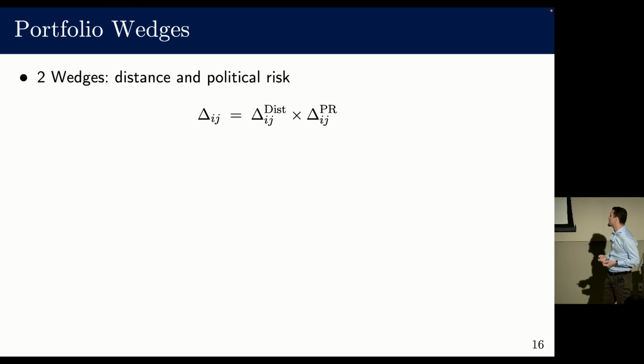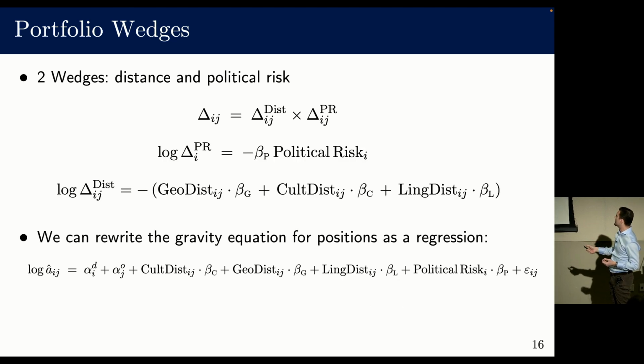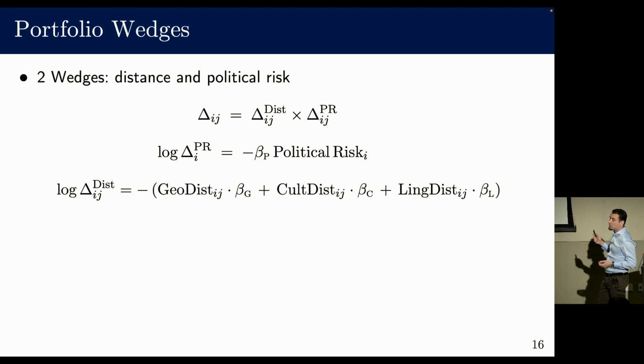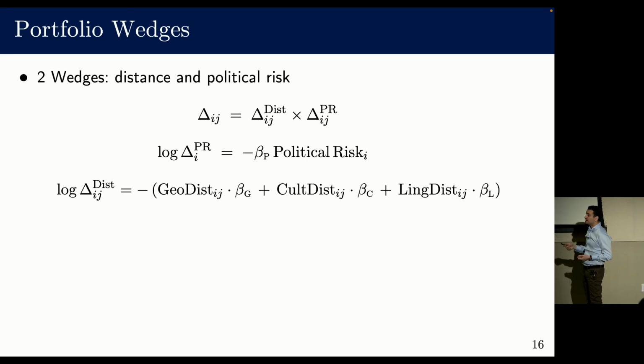Of course, we can't measure wedges directly, but we observe some variables in the data that we think are good proxies for these wedges. And so we have a measure of political risk that comes from the International Country Risk Group. And then another thing that we did in this paper was to undertake a major data effort to construct what we think is the most comprehensive database so far of measures of geographic, linguistic, and cultural distance between countries. And so what we're going to assume is that these wedges, delta PR, delta dist, are log linear in these observables, okay? So there are going to be some semi-elasticities beta between these observables and the wedges that we are trying to measure. And so we have to estimate these semi-elasticities.